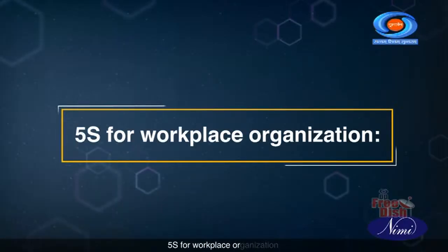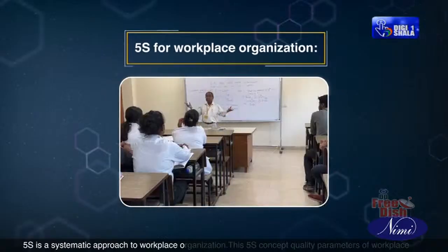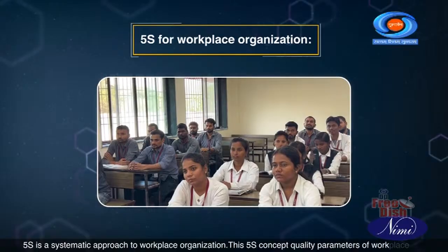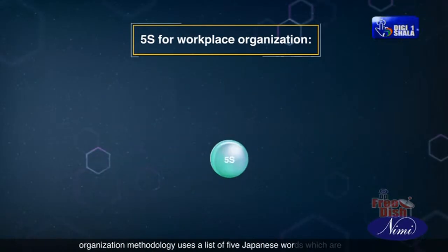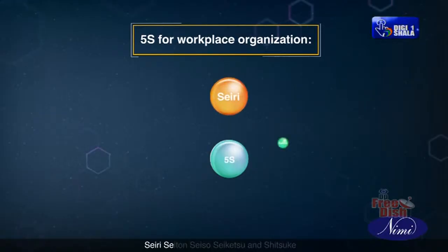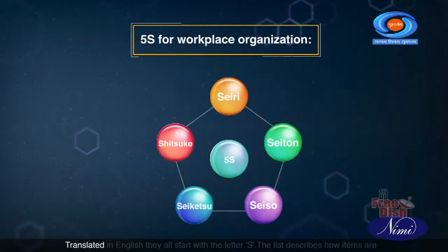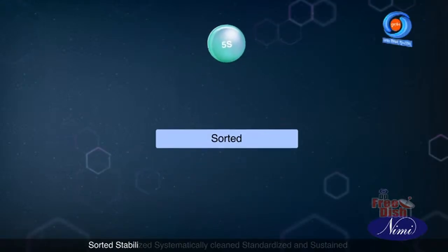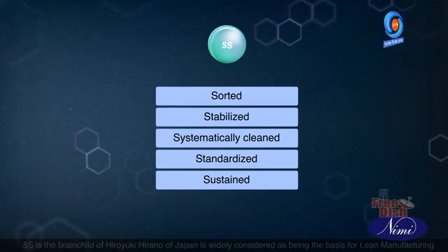5S for workplace organization. 5S is a systematic approach to workplace organization. This 5S concept, a quality parameter of workplace organization methodology, uses a list of 5 Japanese words which are seiri, seiton, seiso, seiketsu, and shitsuke. Translated into English, they all start with the letter S. The list describes how items are sorted, stabilized, systematically cleaned, standardized, and sustained.